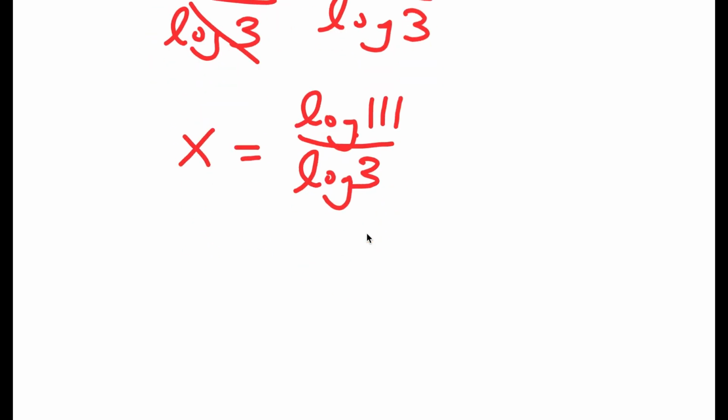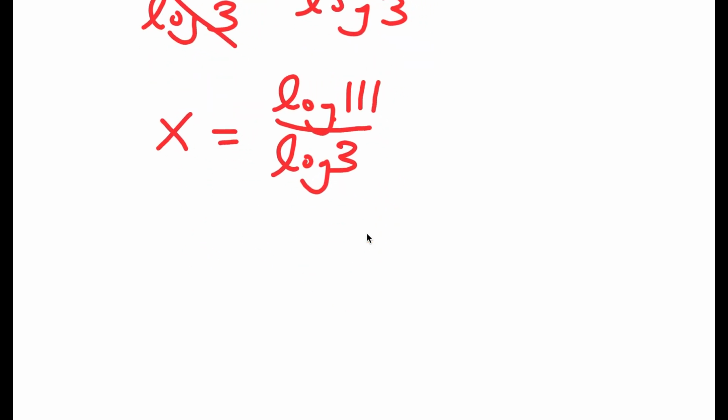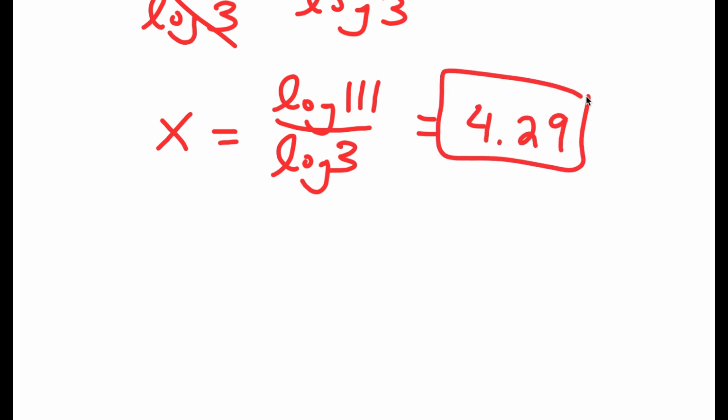Now, I can write my solution in two ways. The first of which is to actually divide log 111 by log 3. So log 111 divided by log 3, this is equal to 4.29. So this is one way I can write my solution.